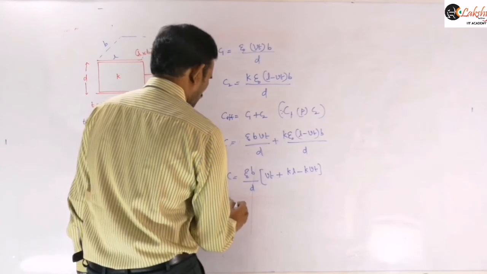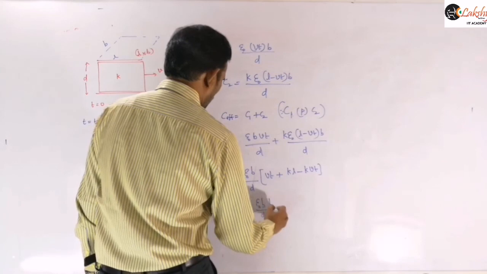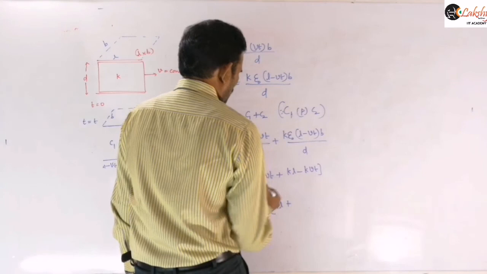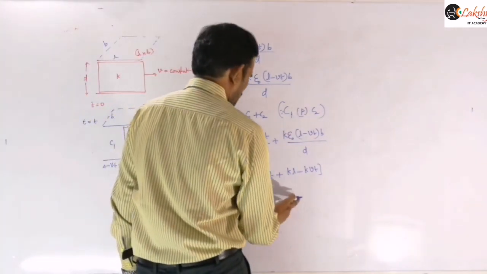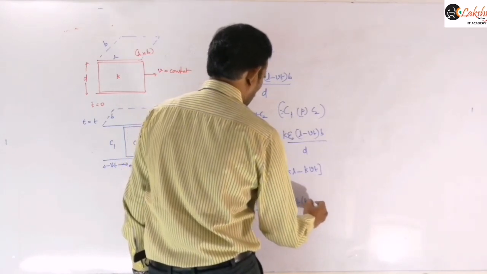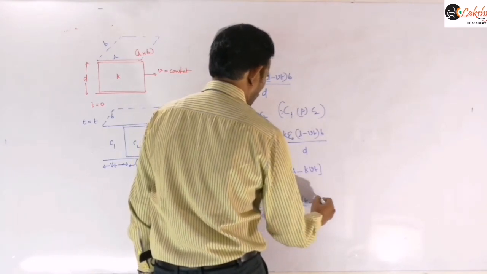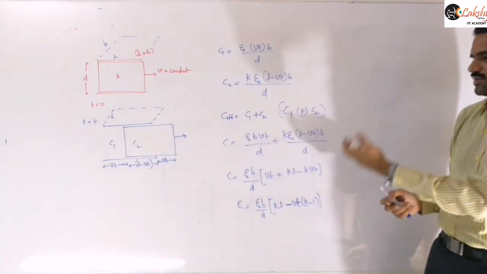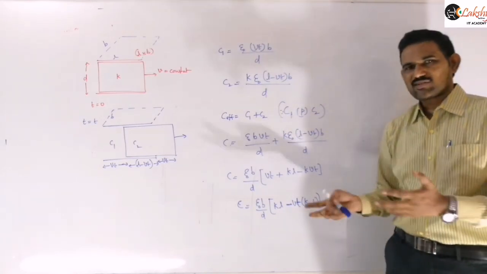And therefore you can simplify this expression as C equal to epsilon naught B by d into K into L minus vt common, so K minus 1 you will get. So that is the expression for the capacitance when it is pulled out with the constant velocity, at any instant of time.